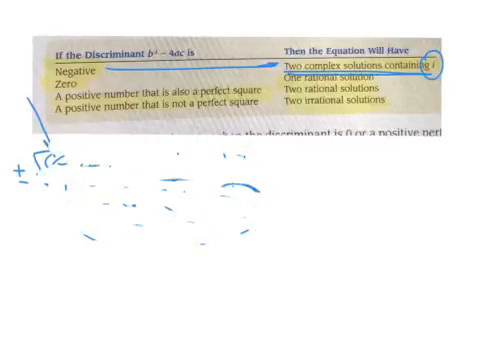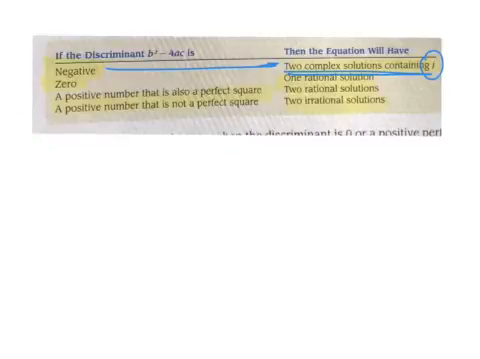Okay, so let's look at the second one. It says that what if my number under the radical sign is actually 0? So let's say it's 3 plus or minus the square root of 0 over 2.